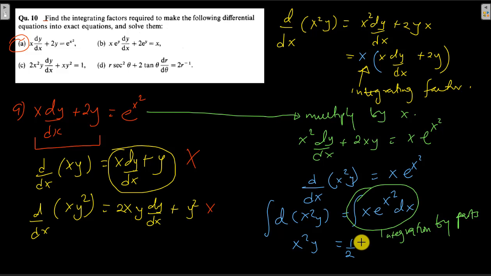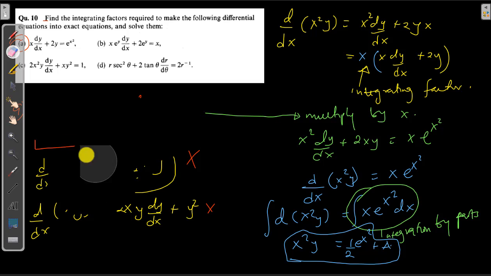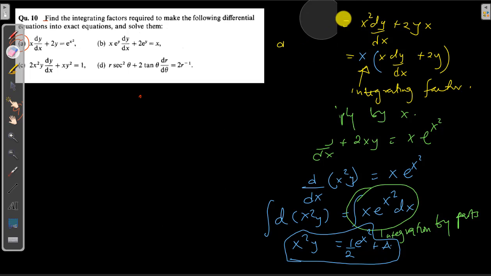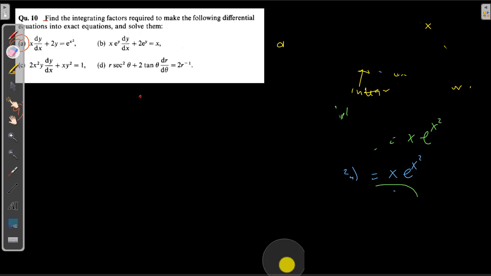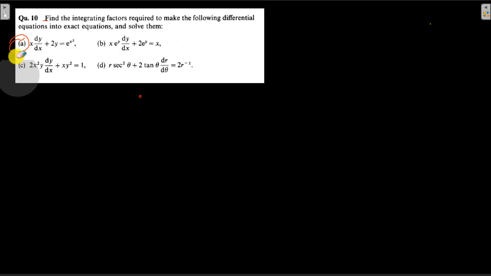I think it's something like 1/2 exponent x squared. Okay, yes, that's it. So plus an arbitrary constant, let's call that capital A. So this is the general solution to our differential equation. Okay, let's just clear up this and then just try out another example. Okay, there we go. Let's have a second example.